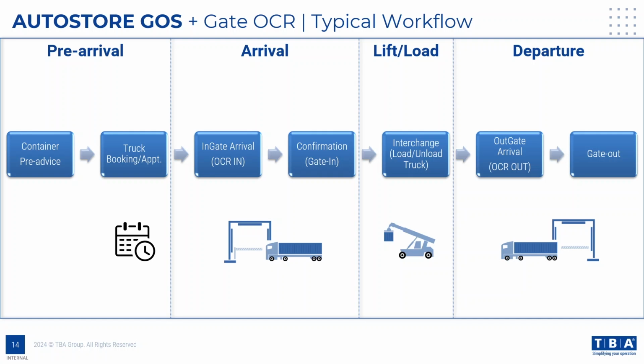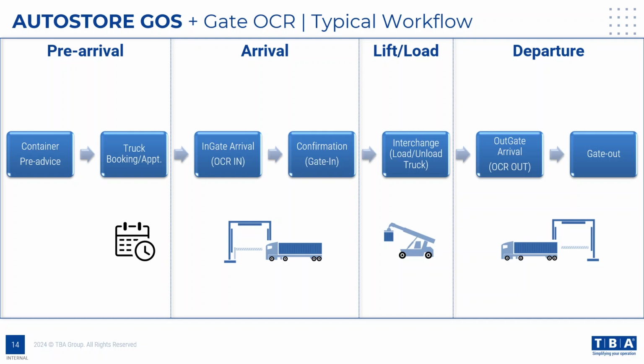We then move on to the arrival stage. So this is the point the truck first hits the terminal. This is a two-stage process. The initial identification of the truck and the container, so the OCR in stage. See my pointer here. And then once it's passed through the OCR portal, the truck arrives at the gate, and as we just spoke about, the final confirmation before the truck is allowed to enter the terminal.